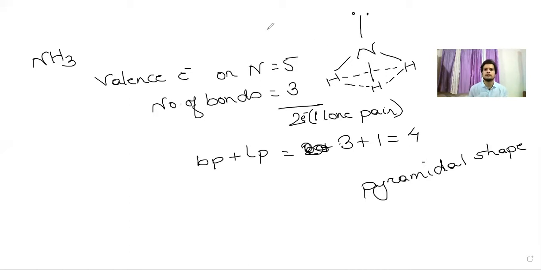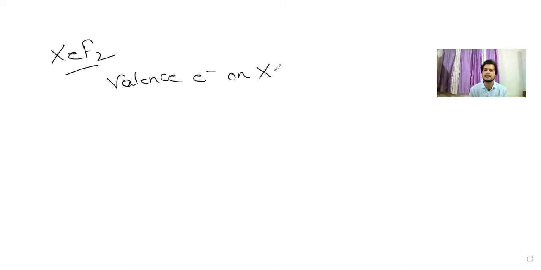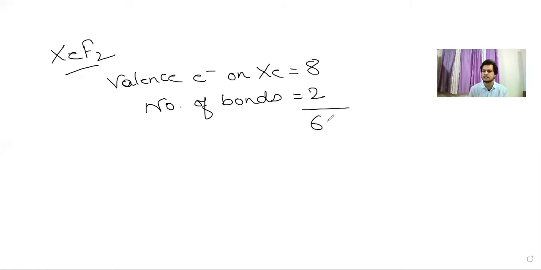Coming to the next, let us take some noble gas molecules like XeF2, xenon difluoride, right? Now, I don't have to tell you the valence electrons on xenon. The valence electrons on xenon are equal to 8, right? It is a noble gas. Now, number of bonds. How many bonds is it forming? 2. 8 minus 2, 6. 6 electrons means 3 lone pairs, right? So the number of bond pairs plus lone pairs, the total number of electron pairs: bond pairs is 2, lone pairs is 3. So total 5.